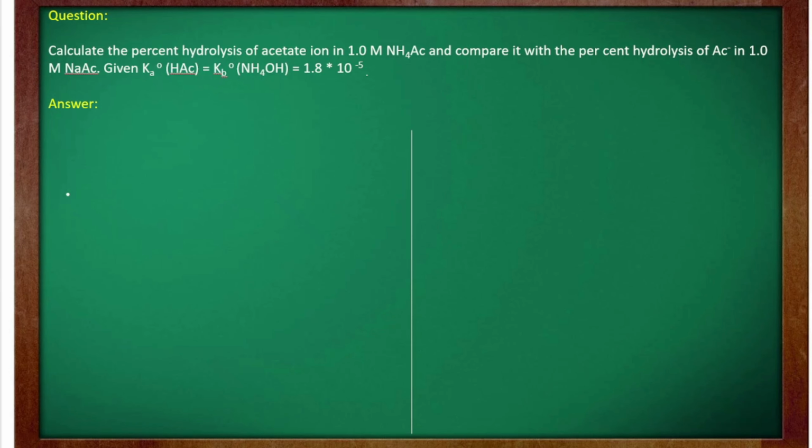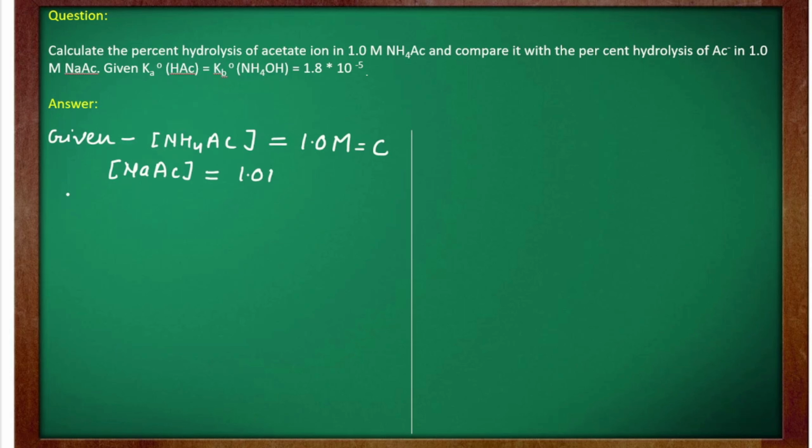In the above question, given concentration of ammonium acetate equal to 1.0 molar equal to C, concentration of sodium acetate is 1.0 molar. Dissociation constant of acid and base equal to 1.8 multiplied by 10 raised to power minus 5. Ammonium acetate is a salt of weak acid and weak base.